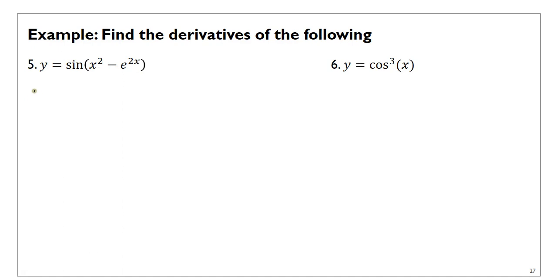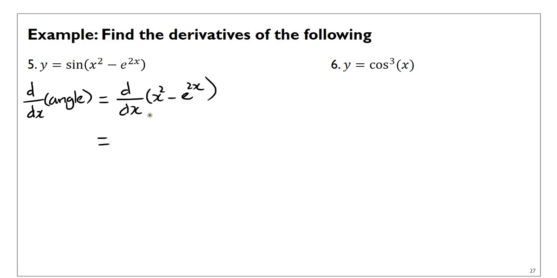So if we just find the derivative of the angle, so d/dx of the angle, this is just the bracket part, that is going to be the derivative of x squared minus e^(2x). Once you get very good, you don't actually have to write this step out. So the derivative of the angle is 2x minus 2e^(2x). So you need to derive x squared, which is 2x. The derivative of e to the power of 2x is 2e to the power of 2x.